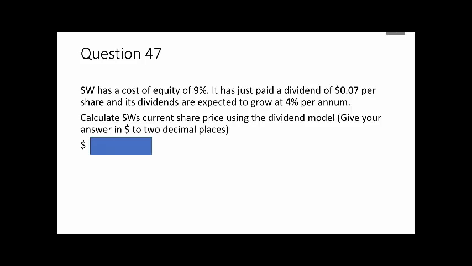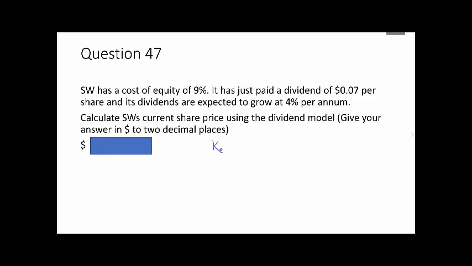So question 47 asks us to calculate SW's current share price using the dividend model. Now that doesn't feel like a particularly normal question, but what it's doing is asking us to pick up on the normal cost of equity formula, which includes the share price, and use the other information that we have as a way of finding that share price by default.